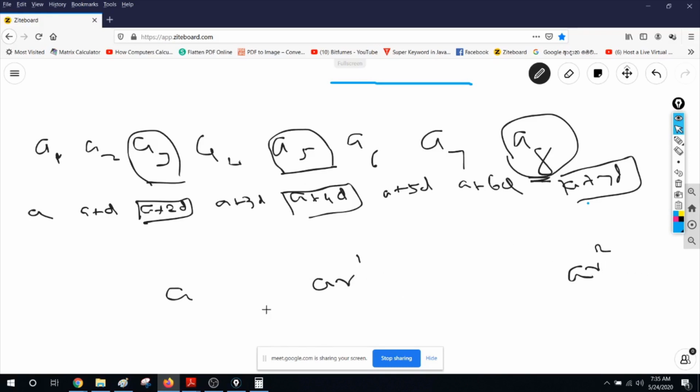Three consecutive terms. What they ask is, what is this R? Right? So that is your question.